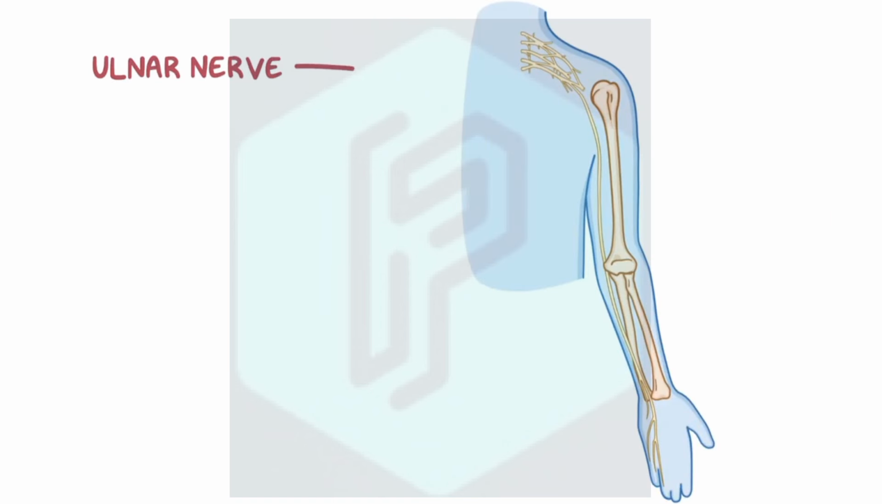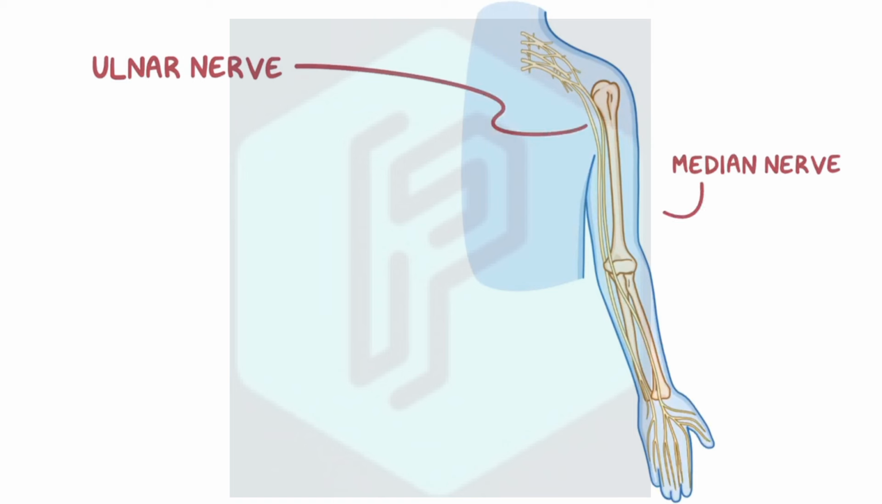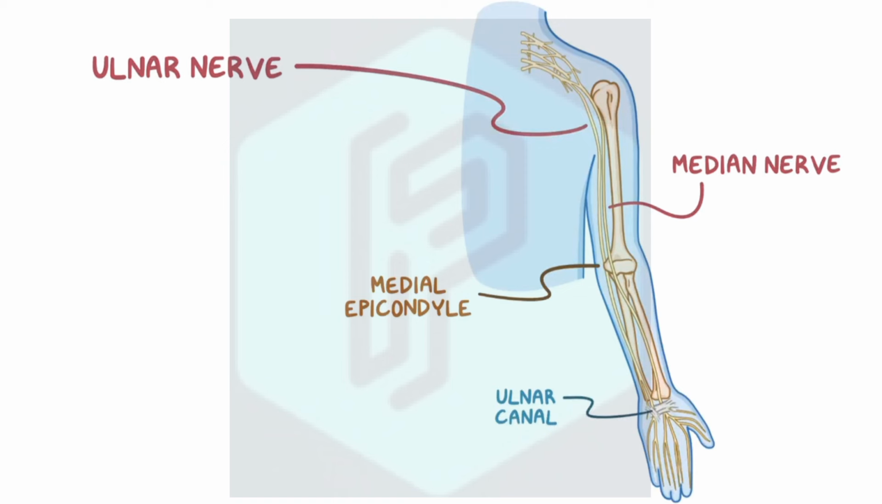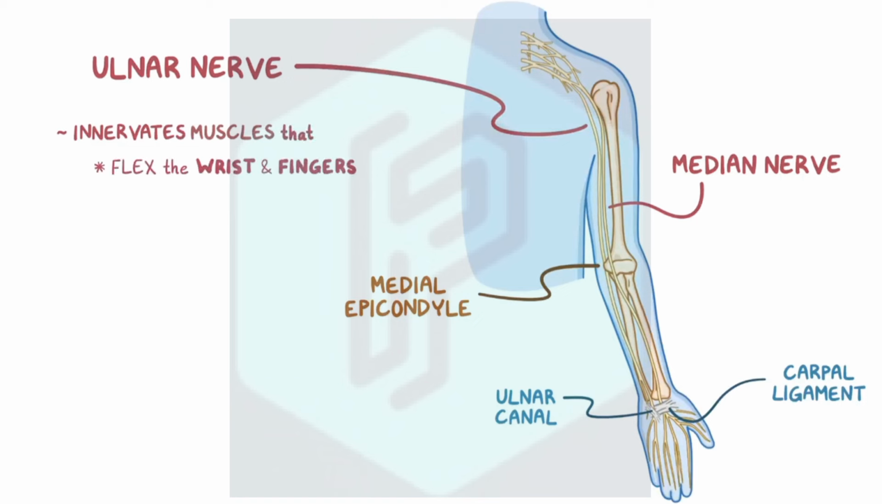The ulnar nerve runs close to the median nerve along the arm. However, at the level of the elbow, the ulnar nerve passes medially through an unprotected area right behind the medial epicondyle. It then continues distally and enters the hand, passing inside the Guyon's or ulnar canal, formed by the superficial palmar carpal ligament. The ulnar nerve gives motor innervation to the muscles in charge of flexing the wrist and fingers, and to the muscles that help adducting the thumb.